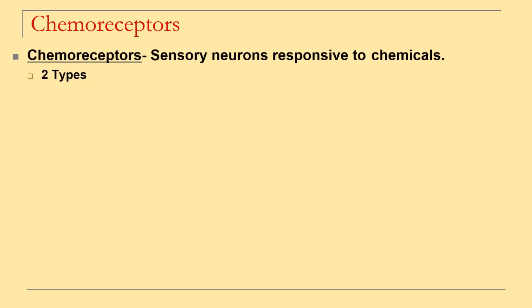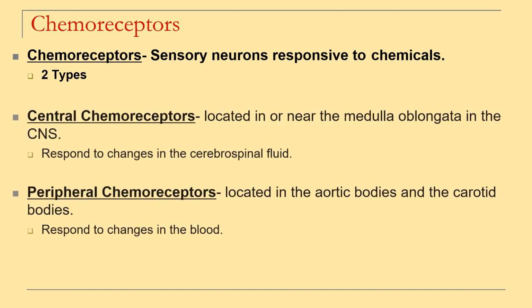All right, chemoreceptors. Sensory neurons responsive to chemicals. We have two types. I've got my central chemoreceptors that we're going to find in our medulla oblongata. They're going to respond to changes in cerebrospinal fluid. That just makes sense. If you think central chemoreceptors, remember, we think the central nervous system, central for central.